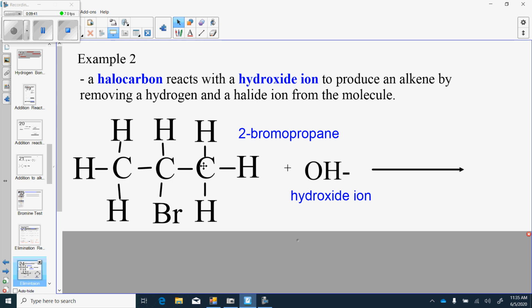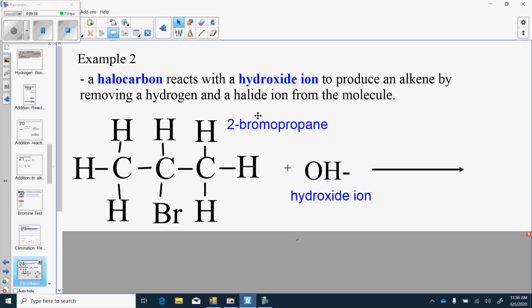So what we have here is a propane with a Br. So this would be 2-bromopropane. We always name our compounds. We've got our hydroxyl. He didn't bring a party favor with him, right? So he's just the OH. Sometimes you see it like this. Sometimes you'll see him with a positive cation with him.